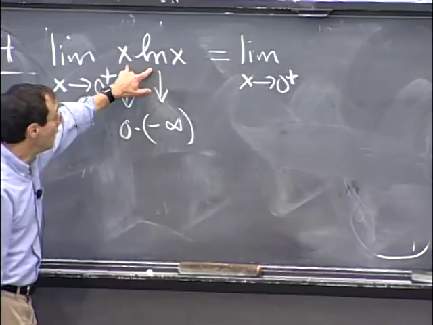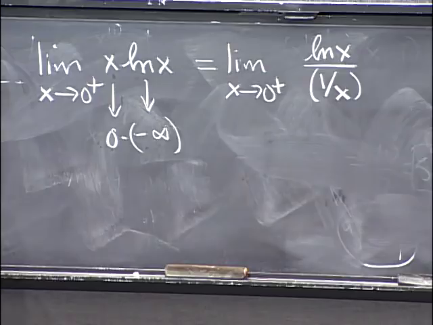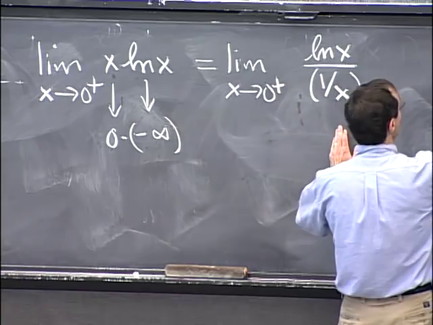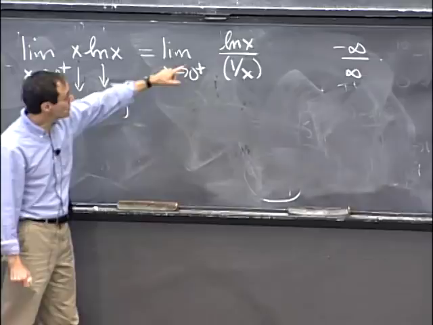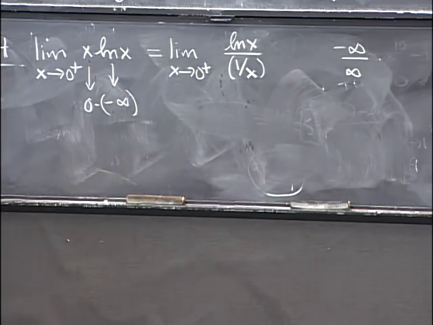And it turns out that the way to do that is to use the logarithm in the numerator and the 1 over x in the denominator. So this is a choice that I'm making here. Now, I've just converted it to a limit of the type minus infinity divided by infinity, because the numerator is going to minus infinity as x goes to 0 plus, and the denominator, 1 over x, is going to plus infinity. So again, there's a competition, but now it's one of the forms to which L'Hopital's rule applies.